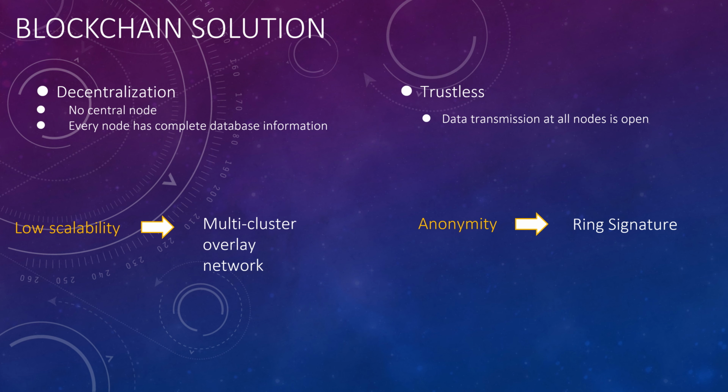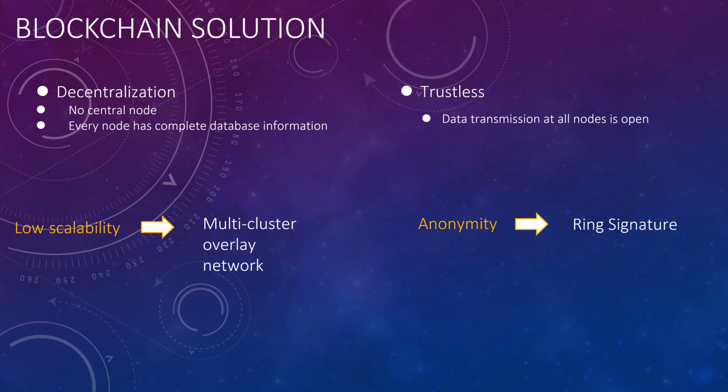In this section, our group introduces an improved model based on blockchain technology. First, I will talk about some basic blockchain characteristics and their drawbacks, then show how the improved model can address the problems. The first one is decentralization. In basic blockchain, there is no central node. Every node has equal status and has a complete record of the whole database information. However, this may result in very low scalability as users increase. In our model, this problem can be addressed by a multi-cluster overlay network.